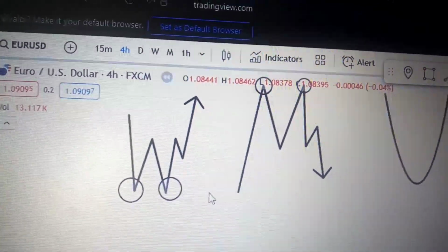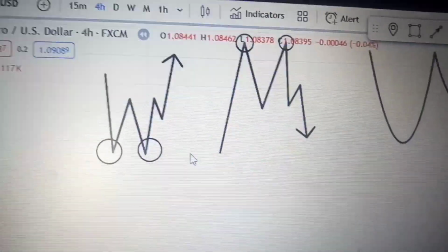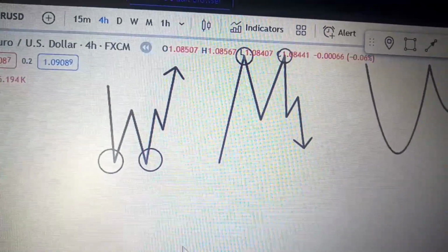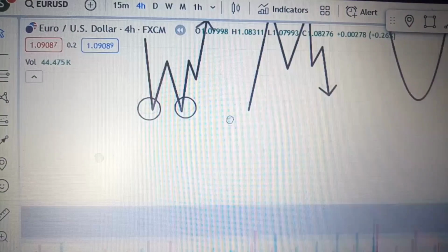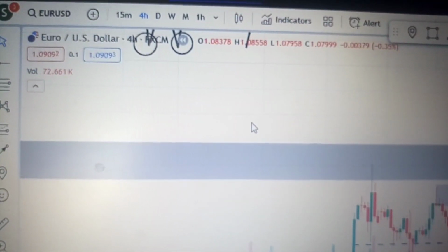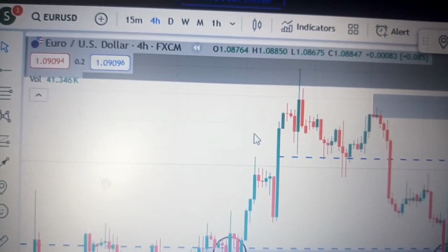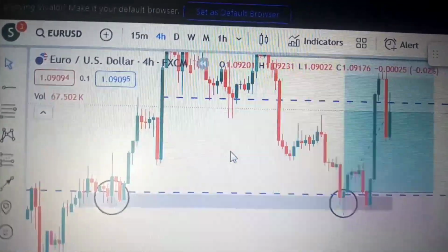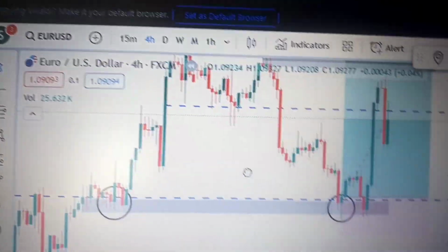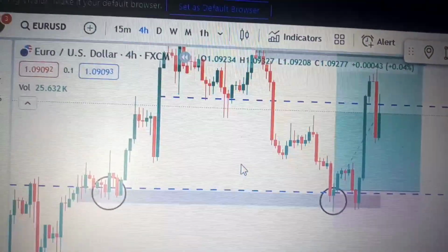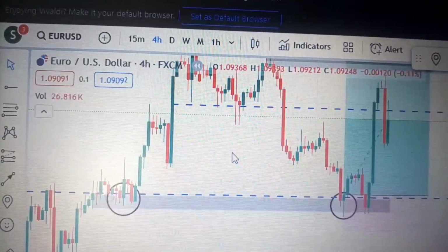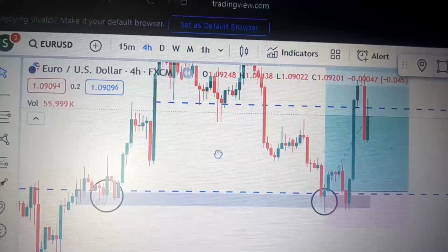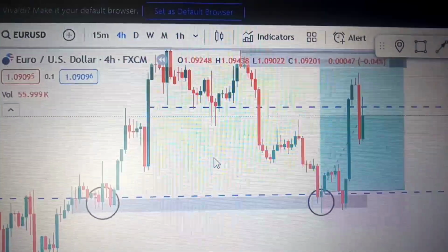But there are ways that you can use to enter the market. Now I have an ongoing trade. Let me show you. I have an ongoing trade on a double bottom that I took, but it is still ongoing. Now this is a live market. I spotted this pattern yesterday on Euro USD on the 4 hour. It has a double bottom, and this double bottom is only on the 4 hour.